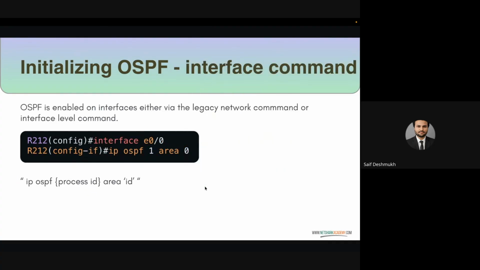The second option we have is the interface level command. The command is ip ospf, then the process ID, and then area, then the area ID. Area is a keyword, and these are going to be IDs. The one benefit here is that if you don't want to use the network command, you can use this. There are no best practices, but generally, when we know the design, especially from the perspective of an architect level person, they would usually use interface level commands.